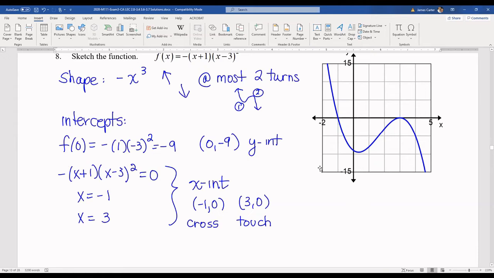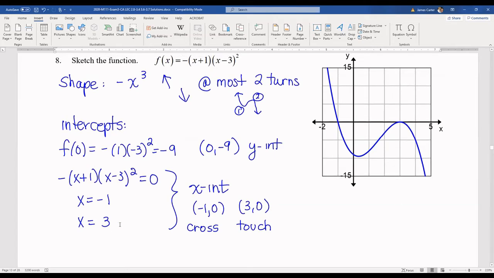Okay, number 8. Okay, there's a power there, so I can't hide that. What is my total degree? Well, it's 2, 3. Okay. Now, my leading term is negative. So this means this is going to go from high to low. And at most, we can have 3 minus 1 is 2 turning points.